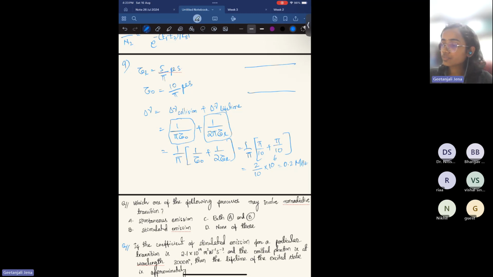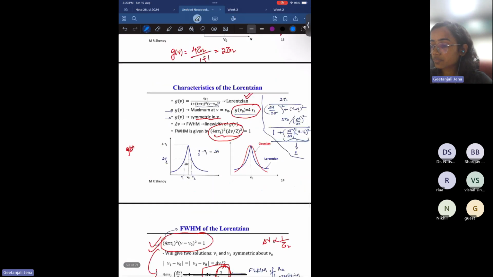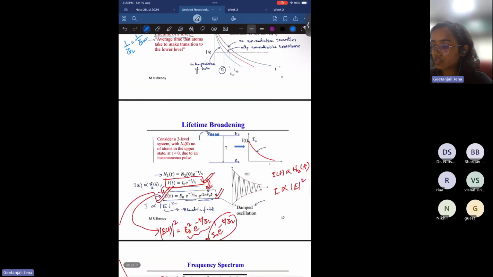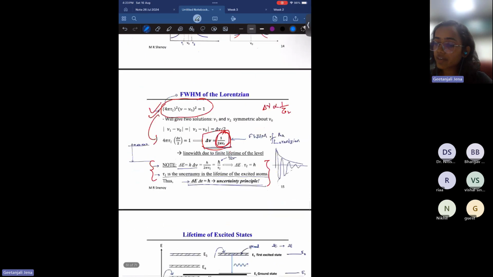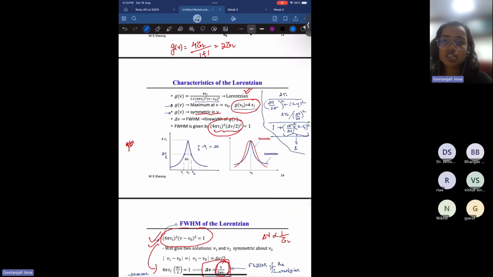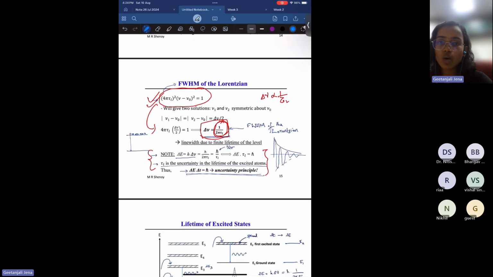Okay. If you don't have any other queries for the assignment, let me go through the concept and whatever we are left with from the previous session. We are discussing lifetime broadening, which is one type of homogeneous broadening. In that case, what we have seen is that the line width delta nu is given by 1 by 2 pi tau L.